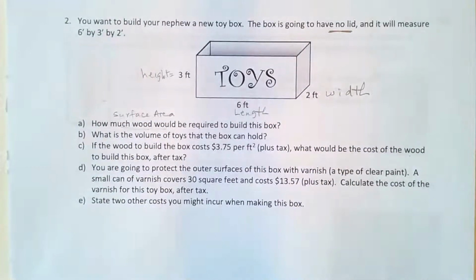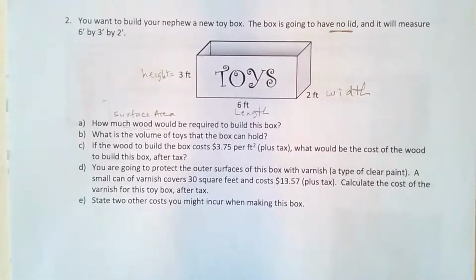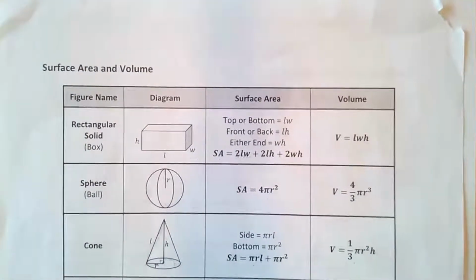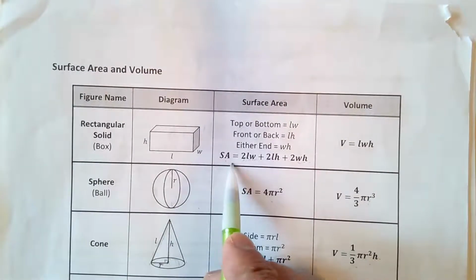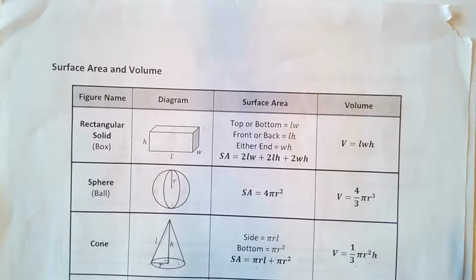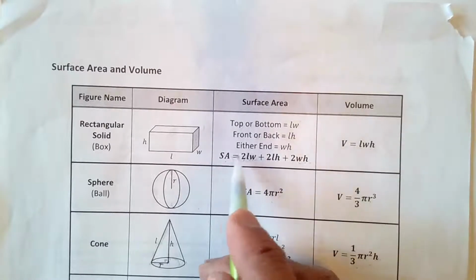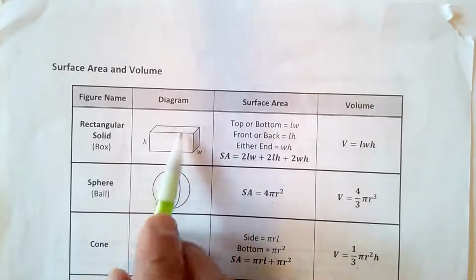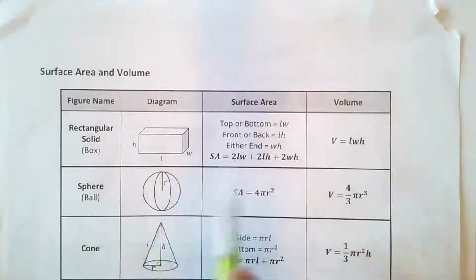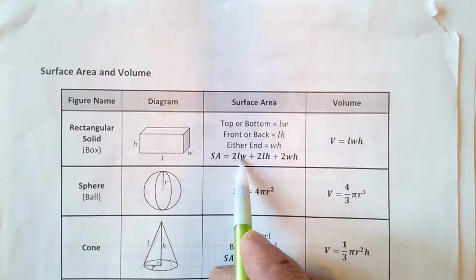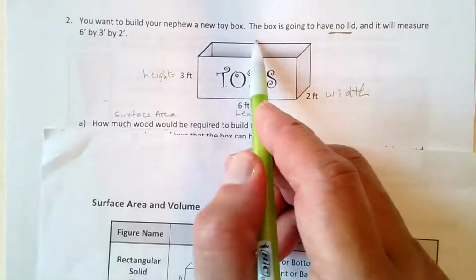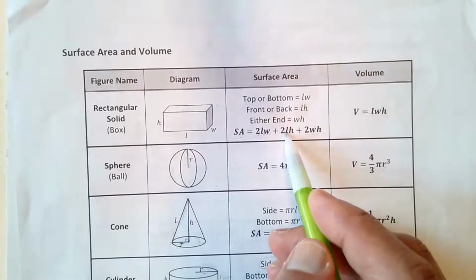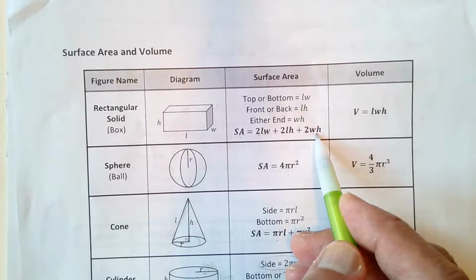Now it is a rectangular prism, as it's called, or a rectangular solid. So we need to find the surface area. The surface area is 2 times length times width, and this is for all 6 sides. This will be the top and the bottom, but there's no top in this example, so we'll have to adjust our formula. This is the front and the back, and this is your ends.